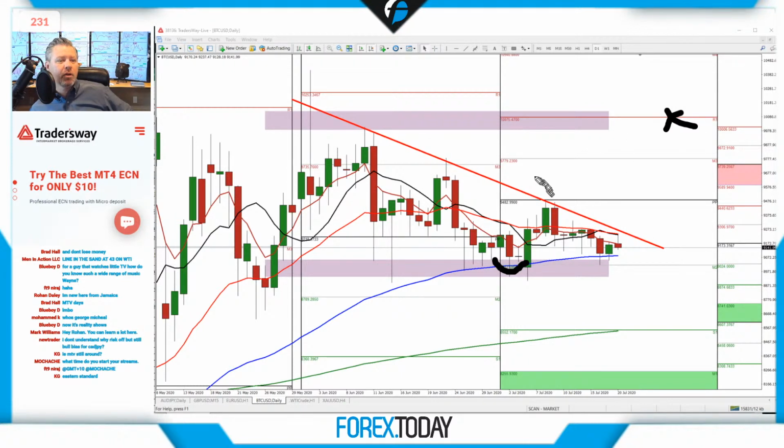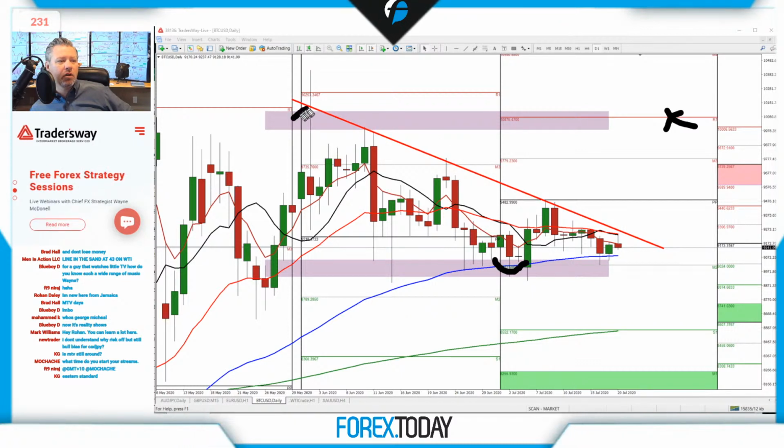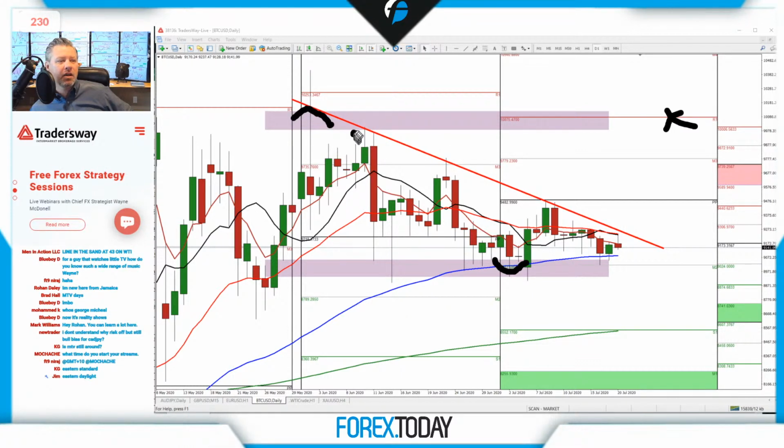Now, if you're a bear, you already sold it at 10K, and you already sold it here, and you already sold it here. Guess what your plan was? You were going to sell it at 9,500.